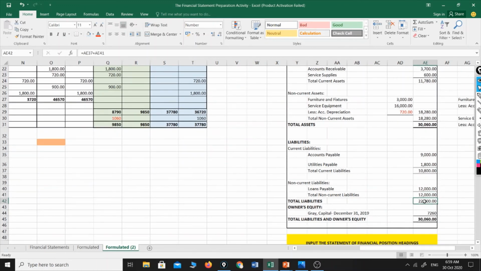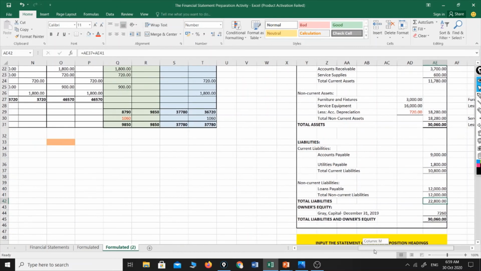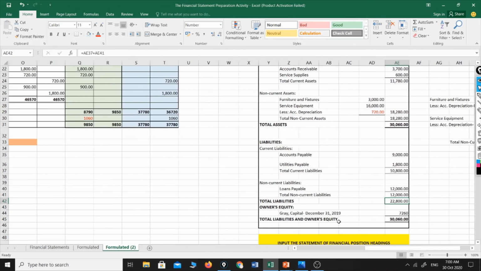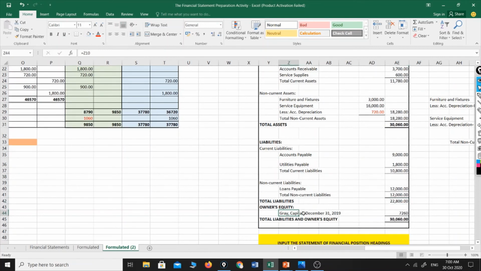Sorry, total liability is 32,800. And of course, the last part is the owner's equity. That is the capital account title. But take note, we'll be using the ending capital balance. That is very capital December 31, 2019.